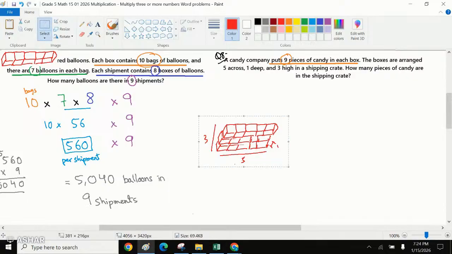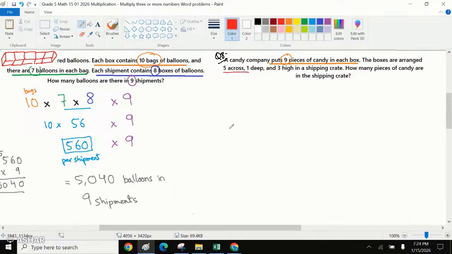Okay, let's do it again. If 5 across means 5 boxes are kept on the floor in a single row, that is 1 deep, 1 box, and 5 at the bottom, and they were stacked 3. This is 1 box, 2 box, and this is the third box. That means there are 3 boxes stacked on top of each other. That means how many total boxes are there?